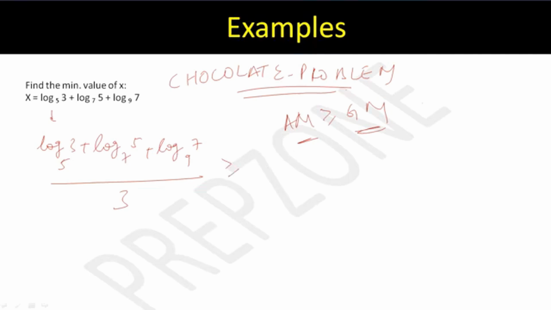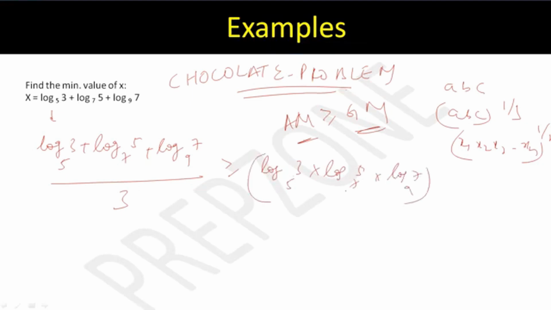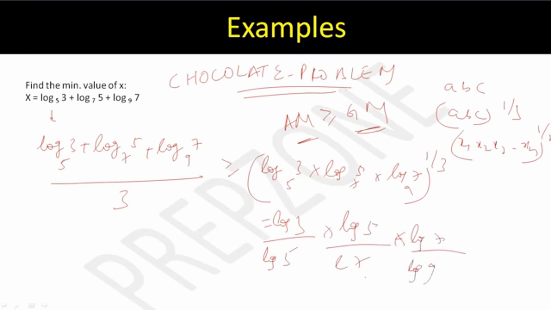Now guys, what is GM? If there are three terms A, B, C, GM is what? ABC to the power 1 by 3. If there are n terms, x1, x2, x3 till xn, GM will be multiply them and then raised to the power 1 by n. So log 3 to the base 5 into log 5 to the base 7 into log 7 to the base 9. Because there are three terms, I'll do a power 1 by 3. Now let's solve this first of all. You can write log 3 by log 5 into log 5 by log 7 into log 7 by log 9.